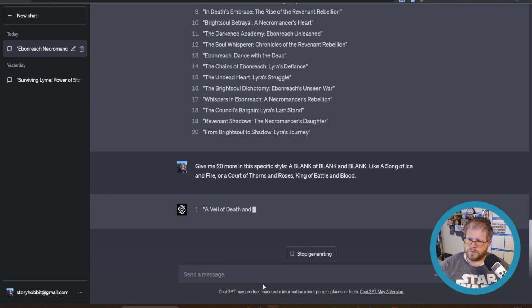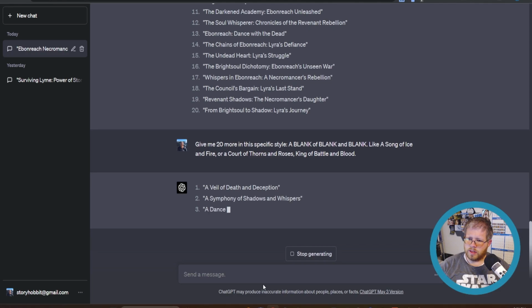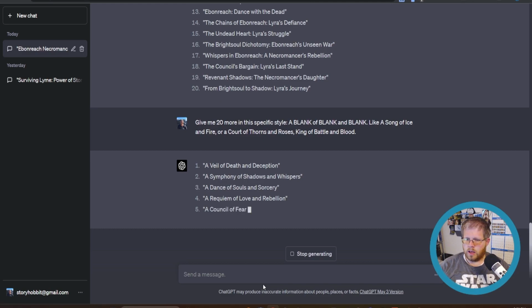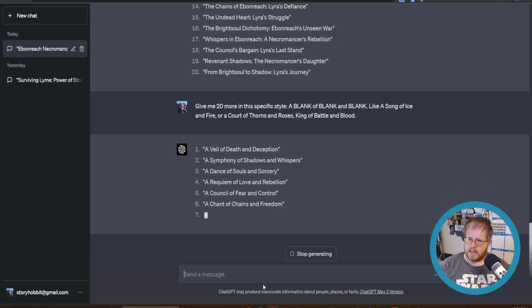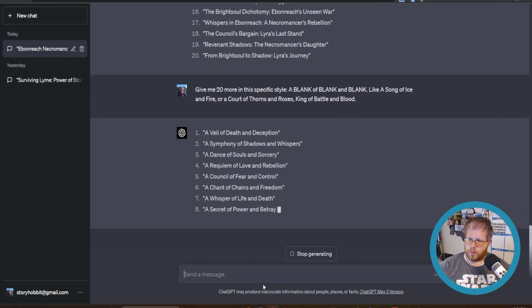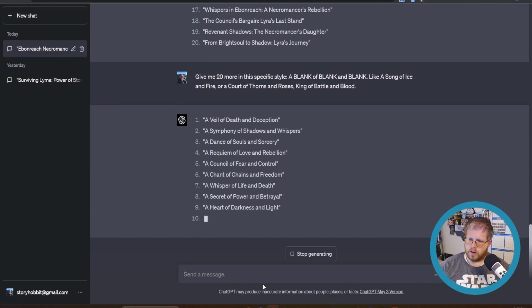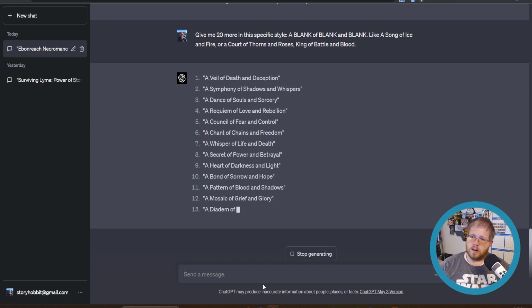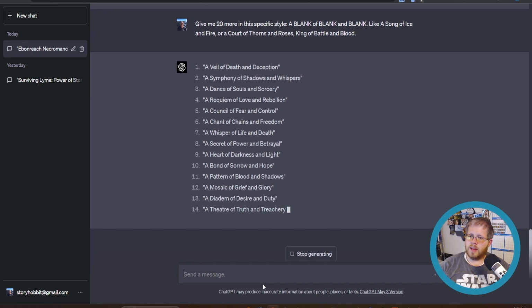A Veil of Death and Deception, A Symphony of Shadows and Whispers. Okay, so it's definitely getting the right structure down, and that's good. A Dance of Souls and Sorcery, A Requiem of Love and Rebellion, A Council of Fear and Control, A Chant of Chains and Freedom. That one was actually not too bad. I like A Veil of Death and Deception.